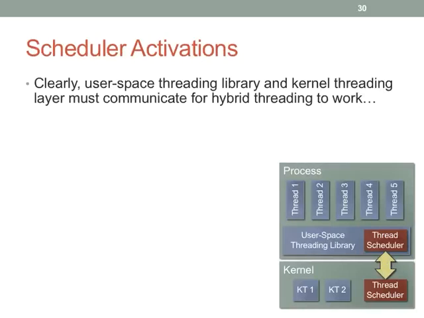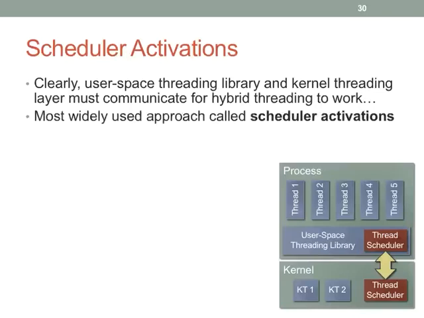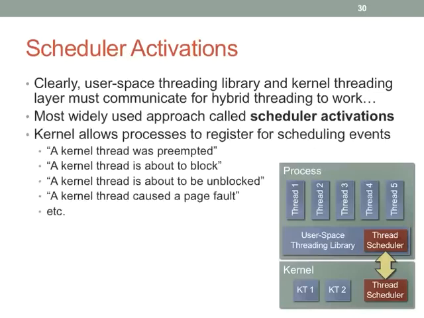One of the most common approaches is called scheduler activations, where we register a callback with the kernel so that when various things happen with kernel threads, we can be informed about it in user space. So this kernel thread was just preempted. That corresponded to this user thread. Maybe I can share one kernel thread with a bunch of user threads. A kernel thread is about to block or about to become unblocked, and so forth.